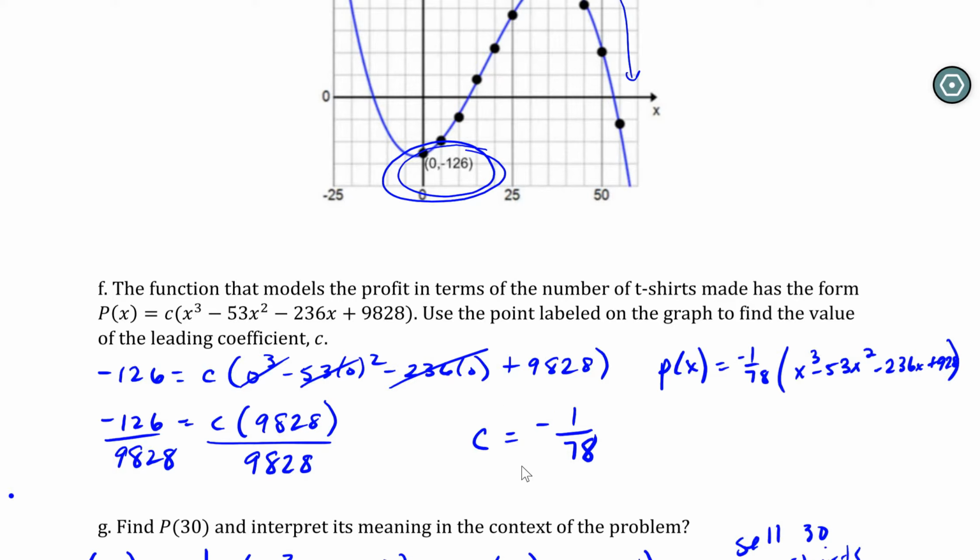If you left this as a decimal, it's not necessarily wrong. You just rounded, which we don't really want to do. We want to keep the answer as exact as possible. It could change the decimal of the answer in part G. So then we have our final polynomial, p of x equals that negative 1 over 78 times all the stuff that we had in the parentheses before.